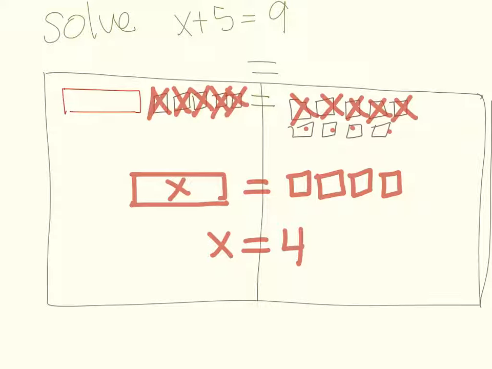Let's check our work by plugging that back into the equation. If x equals 4, then I have 4 plus 5 equals 9, and that is true. So our solution was accurate. X does equal 4. Make sure you draw this picture. It's very important. You can draw it small, but you do need to draw these pictures.